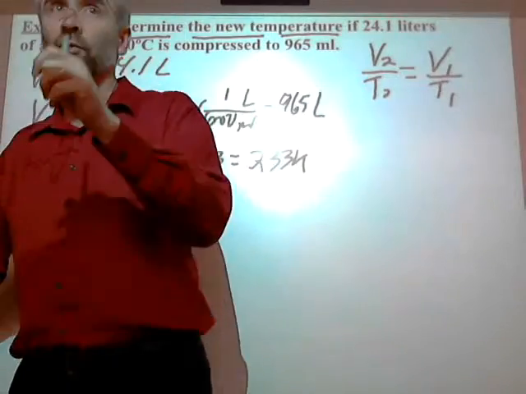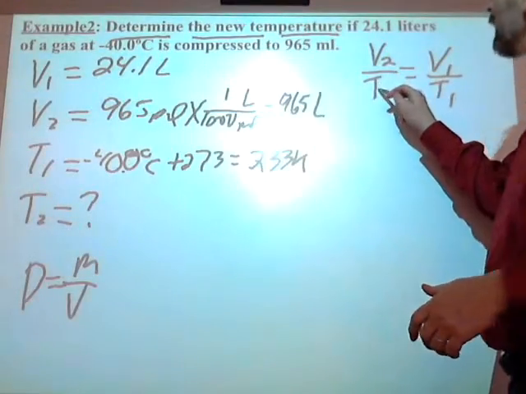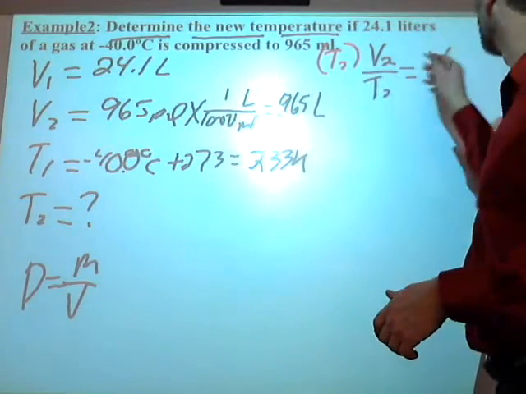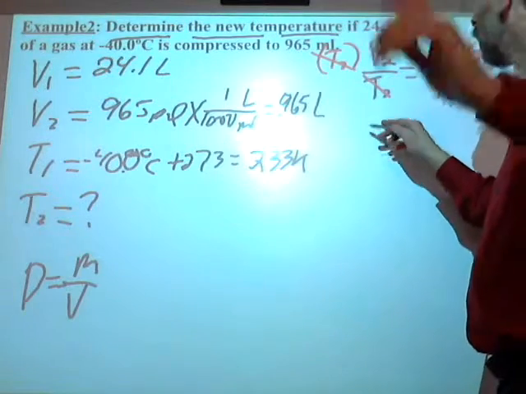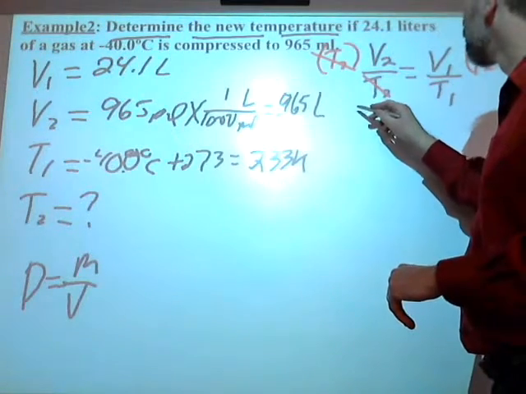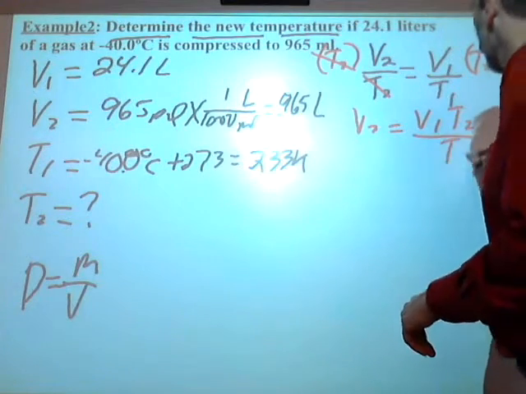But I am going to show you a trick where you won't have to do this every time. Okay? Basic rules of algebra says I got to get him out of the denominator first. So I'll multiply both sides by T2. And I'll get, don't do this, I just want you to watch, V2 equals V1 T2 over T1.